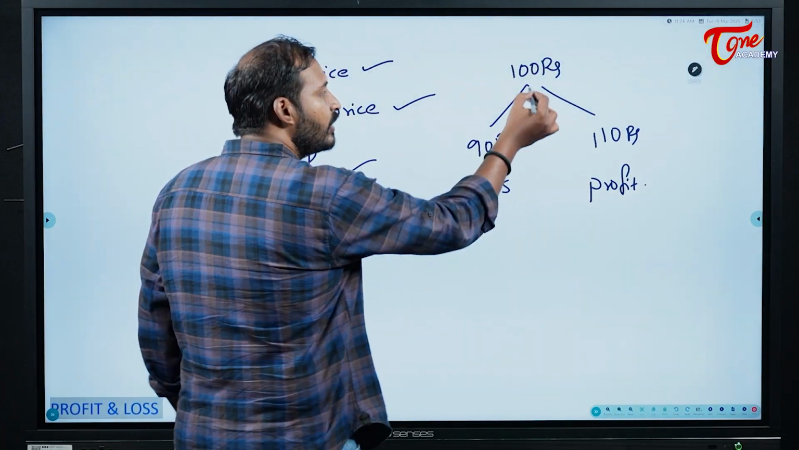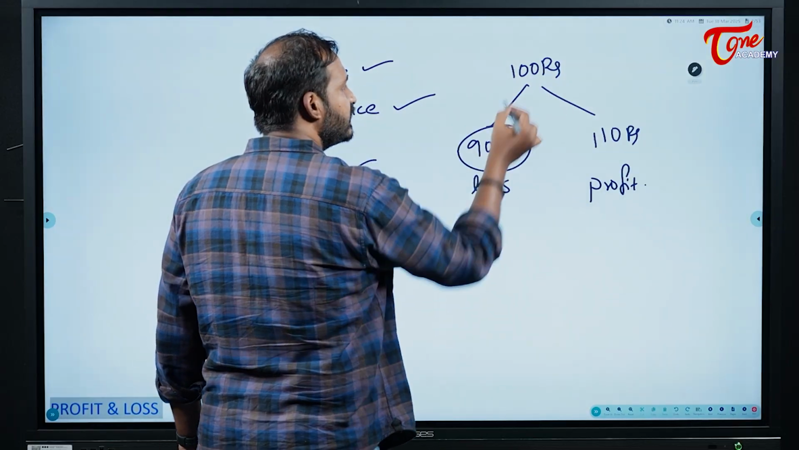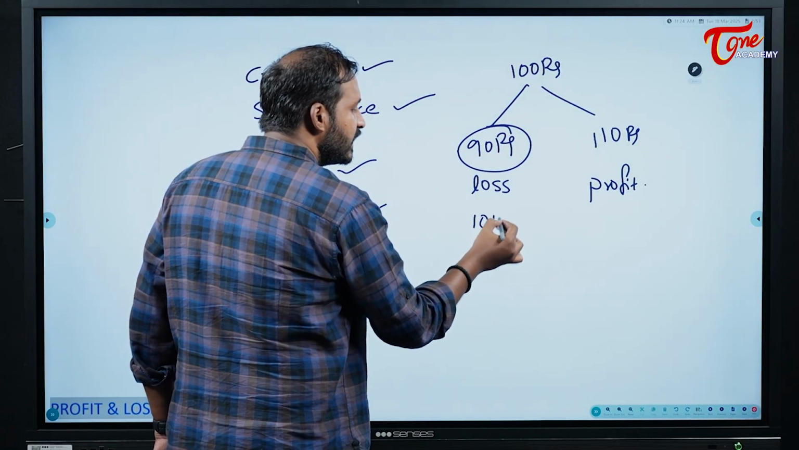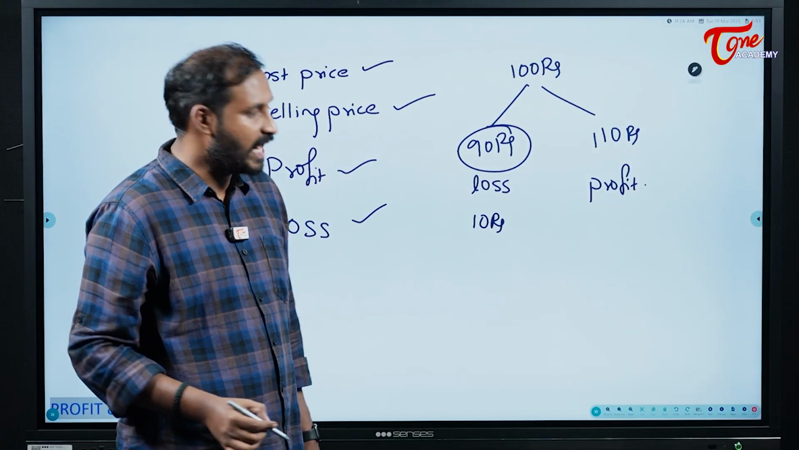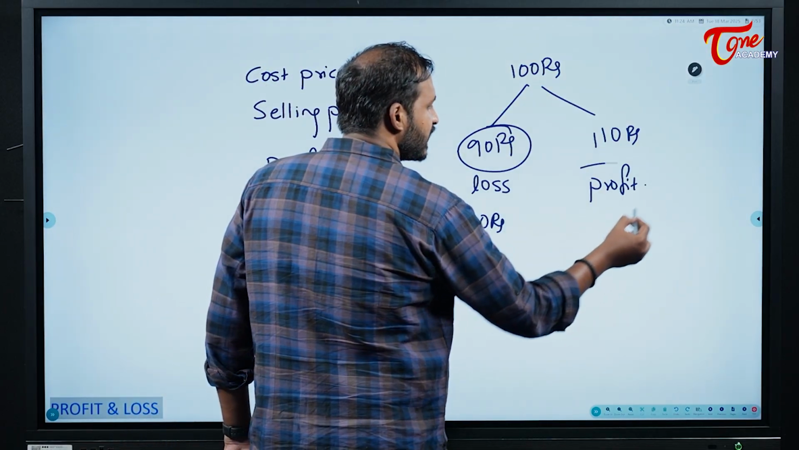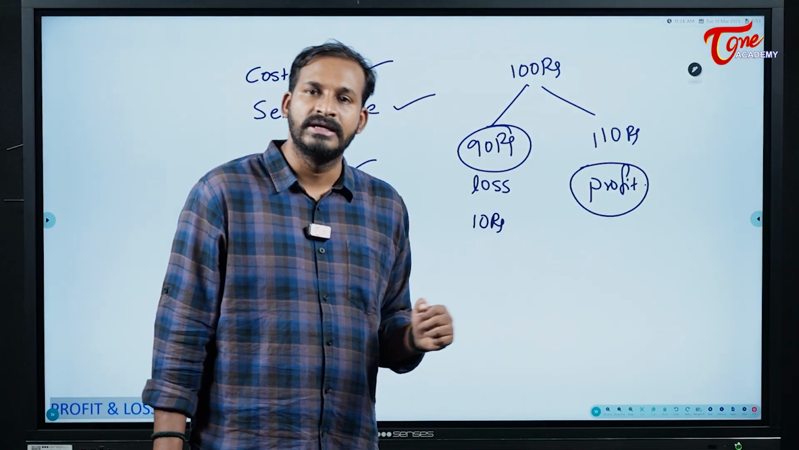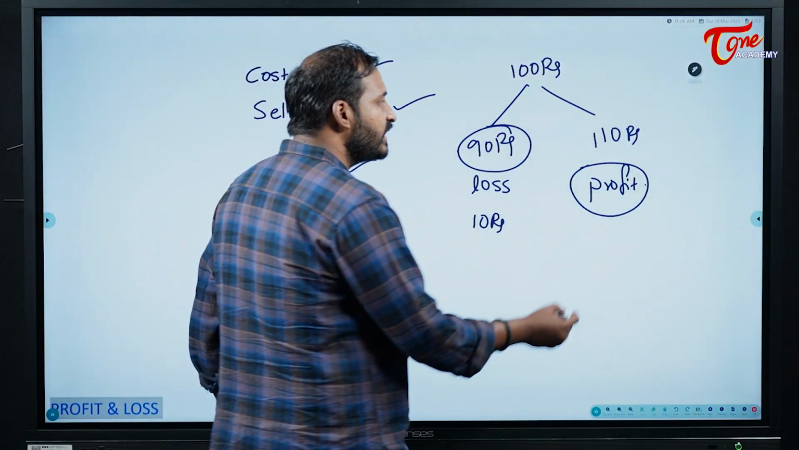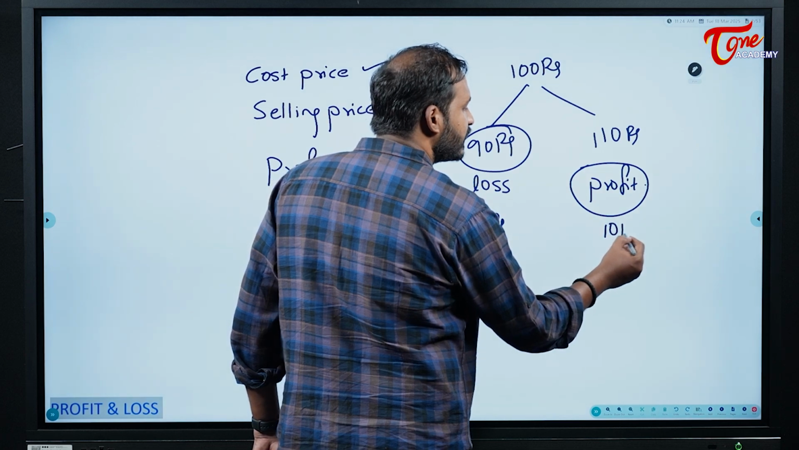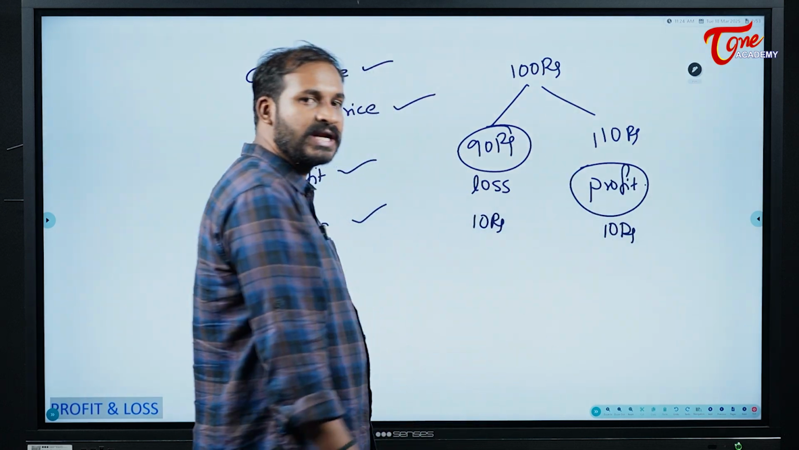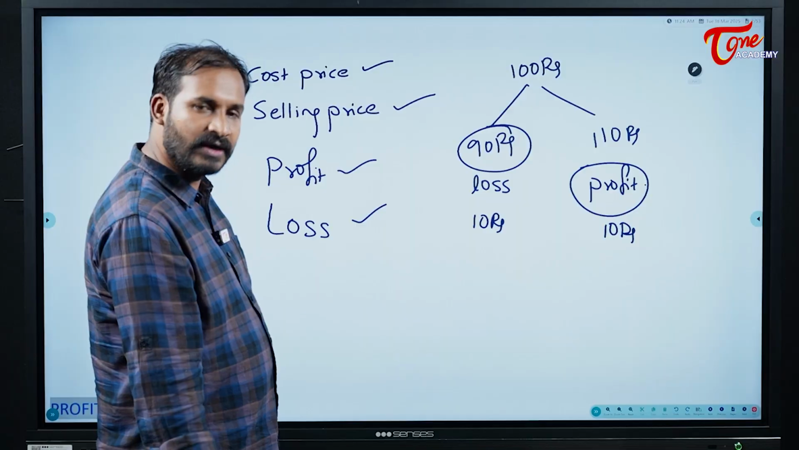How are you telling that? You are simply subtracting 90 from 100 and you say that there is a loss of 10 rupees. And similarly, in this case, I am saying that this is profit. The reason is my selling price is greater than the cost price, and the profit is the same 10 rupees. In this case, I subtract 100 from 110.